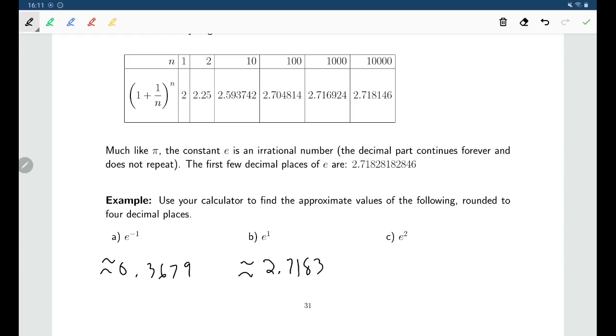2.7183. E squared, so e to the power of 2, second function, e to the power of, and then 2, that's 7.38905, and so on. So approximately 7.3891.